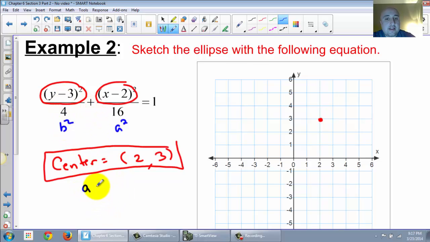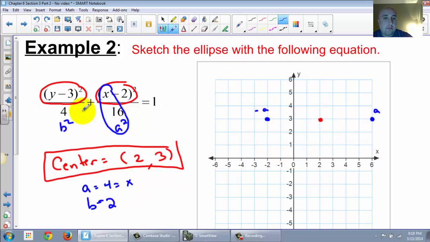So you tell me what a is. If we know a squared is 16, a should be 4. And if b squared is 4, b is 2. Okay? And what letter is the a underneath? A is underneath the x, so a is going to go on the x-axis. So 4 to the right, 1, 2, 3, 4. And 4 to the left, 1, 2, 3, 4. So there is our positive a, and here is our negative a.